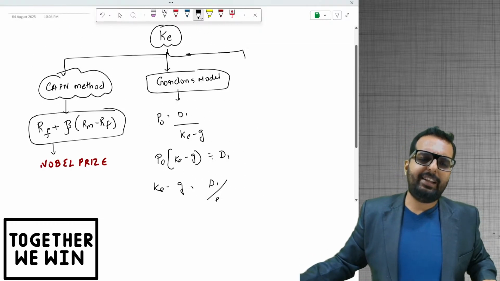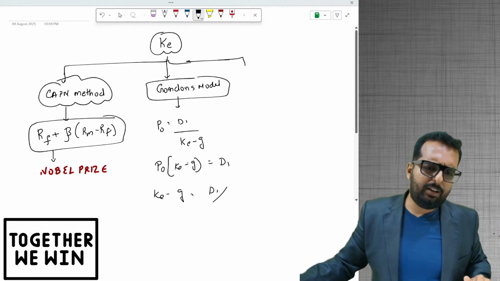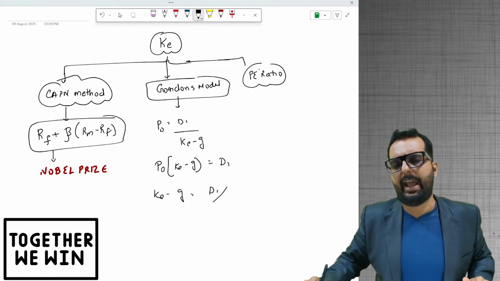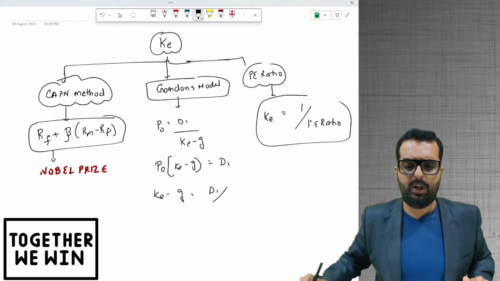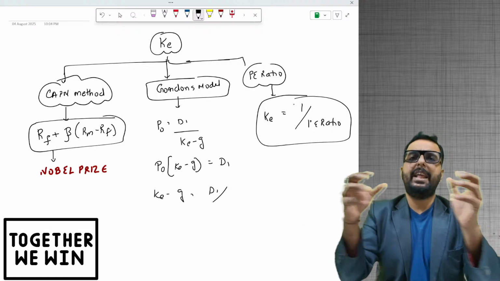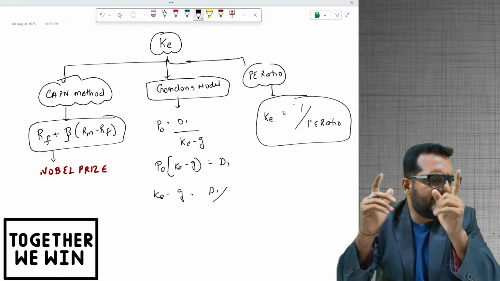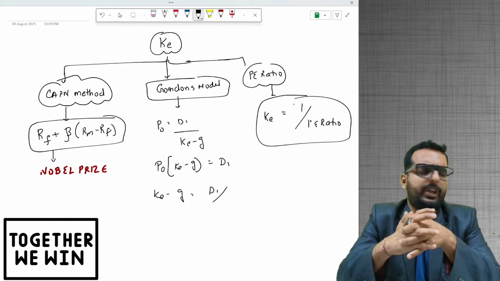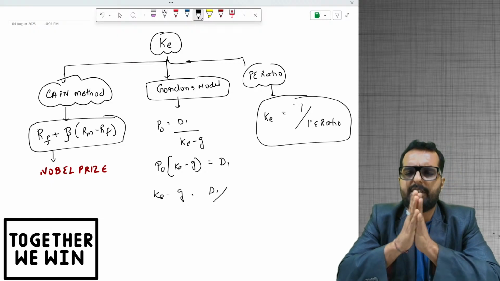Fantastic. So that is also one of the formulas, but the best one is which one? CAPM. Everybody clear? The last method is the PE ratio approach, where they use the formula KE is equal to 1 divided by PE ratio. So in the exam, depending upon what data is available, you can use either the CAPM method, or you can use the Gordon's model, or you can use the PE ratio approach. Is everybody clear with this part now?